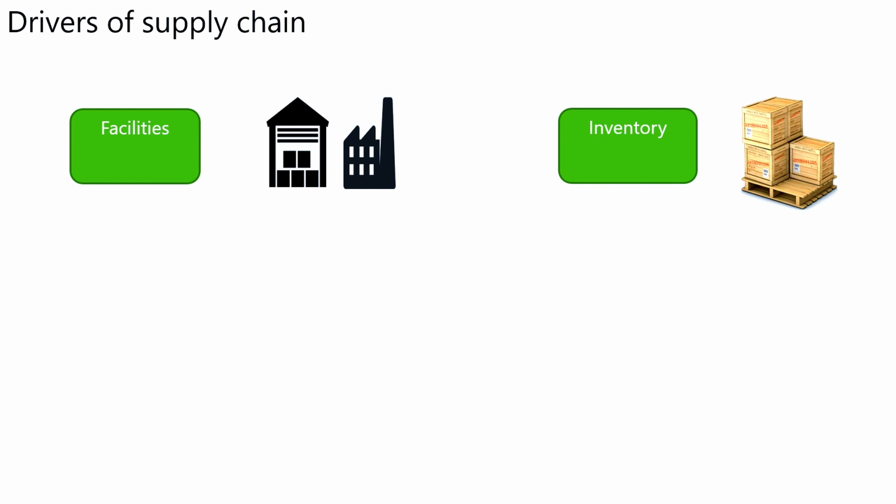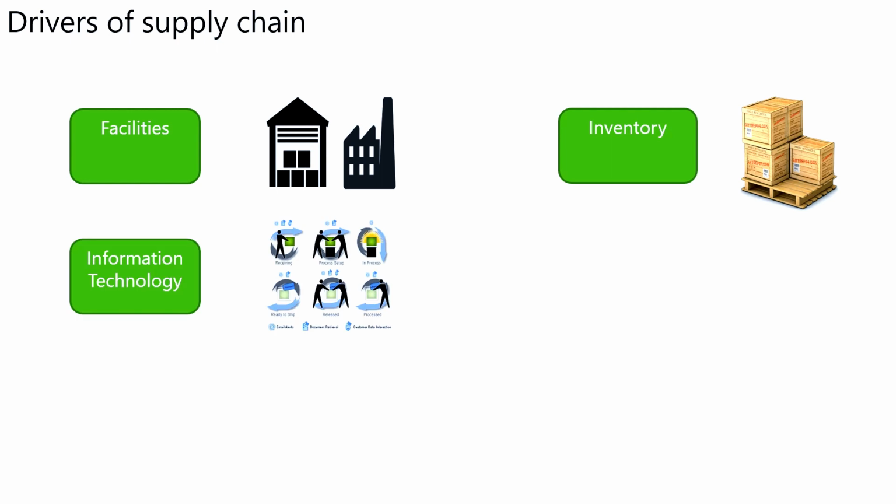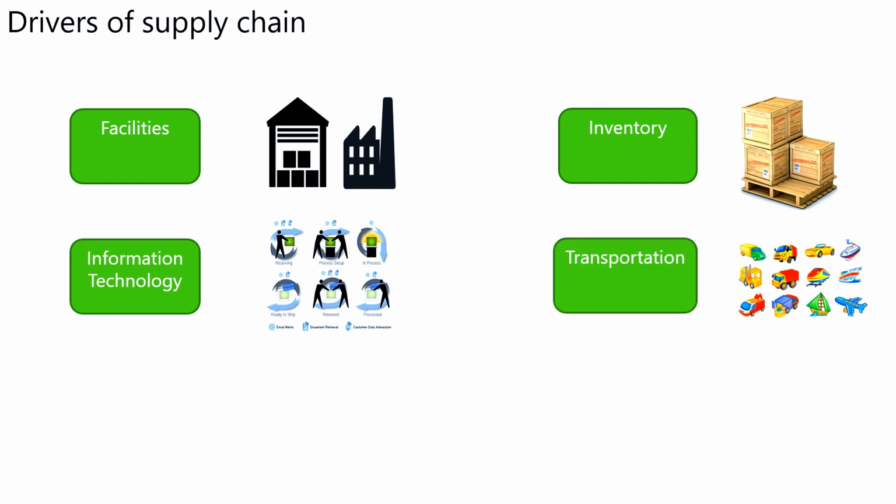The next driver is inventory. Inventory plays a key role in responsiveness. High inventory results in high responsiveness, but greater risk of excess and cost. Next is information technology. Information flow is the backbone of any supply chain. The right information at the right time helps to take quick and timely decisions. One must invest to build appropriate infrastructure to capture, analyze, visualize, and distribute information.